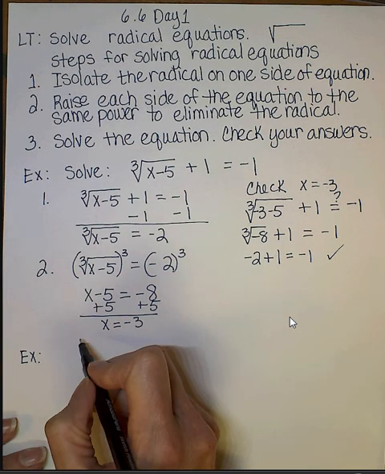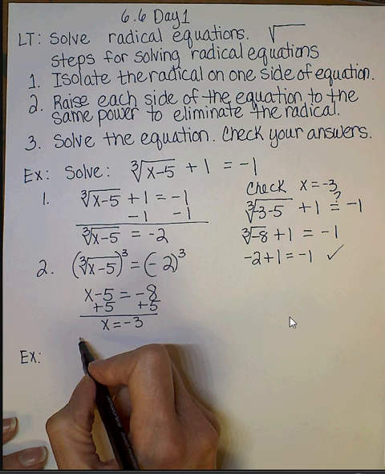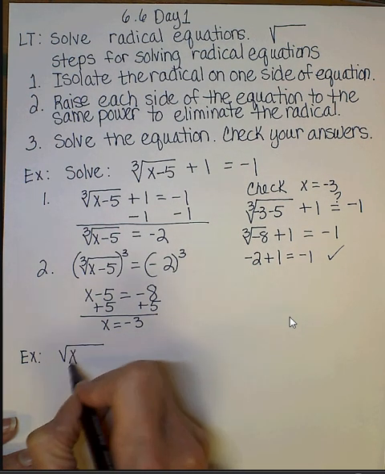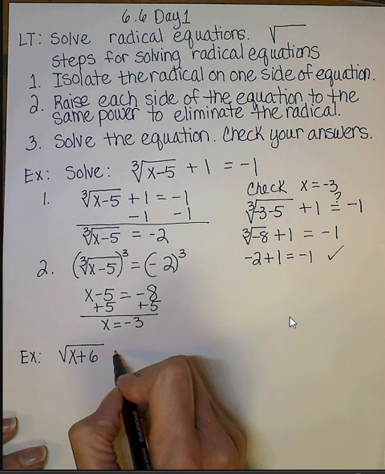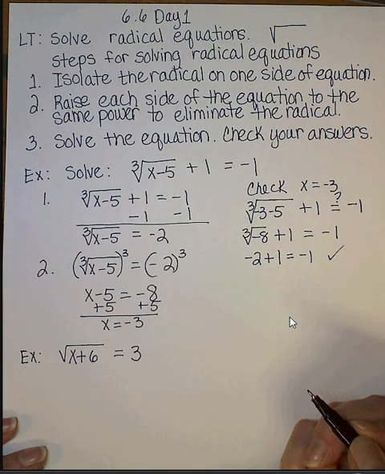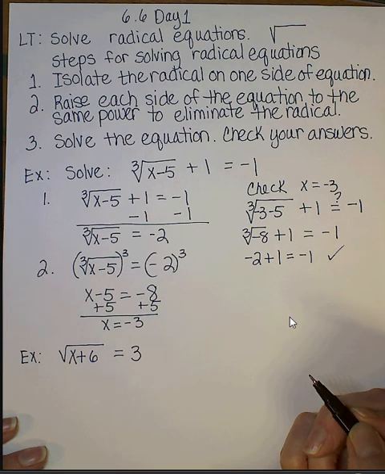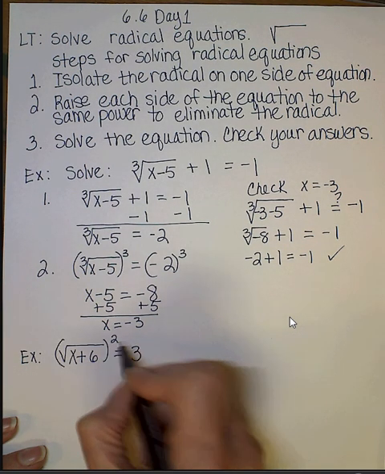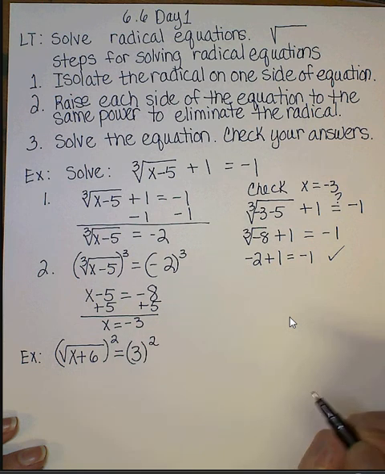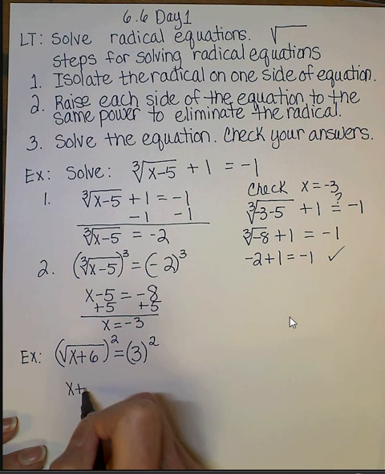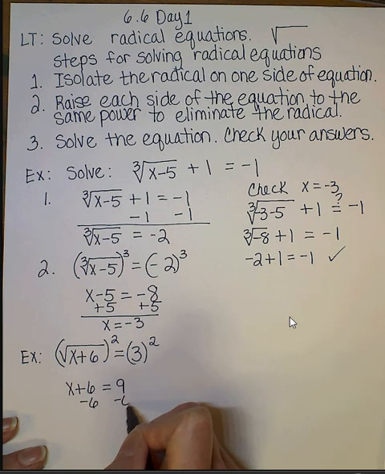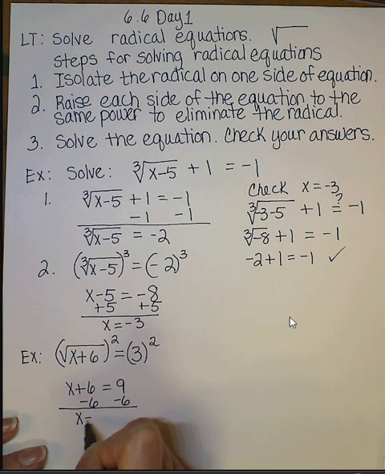So now we're going to solve this one. This one is even a little bit easier because it's already isolated. So step 1 is already done. So now I can go on to step 2, and since this is a square root, I'm just going to square both sides. Okay. That gets rid of the square root. And then I just subtract over the 6, and I get x equals 3.